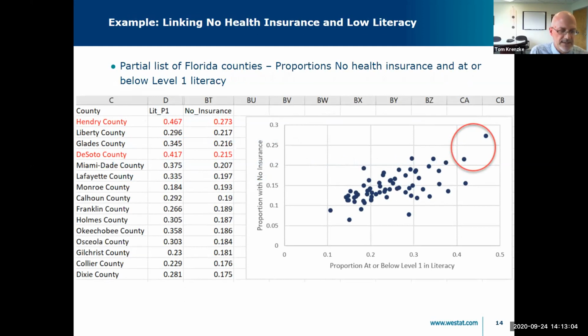By using the linked data downloaded from the skills map, I created the scatter plot that reveals 2 counties that stand apart, and the data on the left show that the 2 data points are for Hendry and DeSoto counties in Florida. And one can now think about what kinds of resources, financial as well as educational, could be provided for these counties in order for them to have access to health insurance.